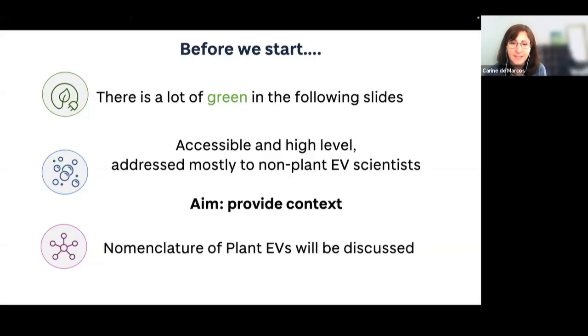I will discuss the plant nomenclature at the end. For the moment, I'm going to call these plant EVs or plant-derived vesicles, but I will give you a little bit of an explanation why it is important to name these vesicles with a specific nomenclature.